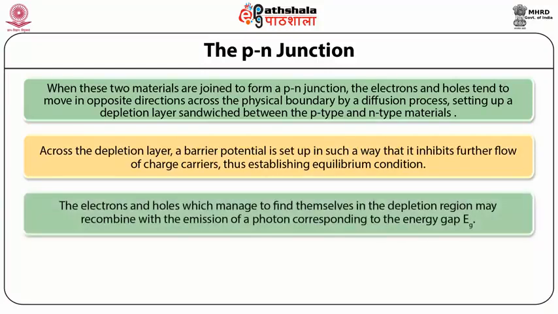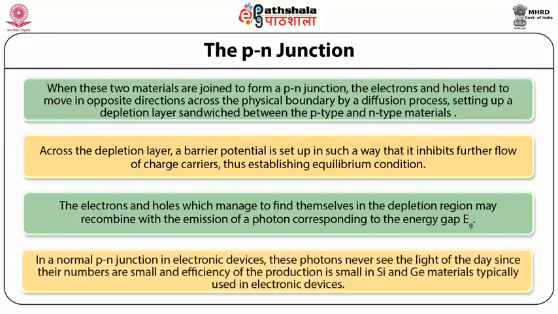The electrons and holes which manage to find themselves in the depletion region may recombine with the emission of a photon corresponding to the energy gap Eg. In normal p-n junctions in electronic devices, these photons never see the light of day since their numbers are small and efficiency of the production is small in silicon and germanium materials typically used in electronic devices.